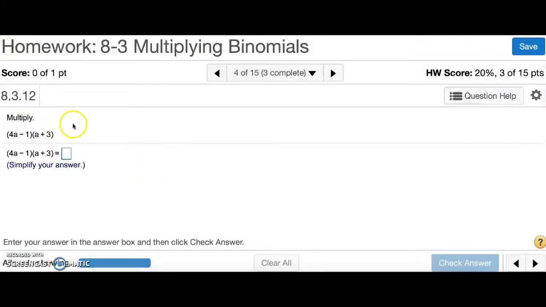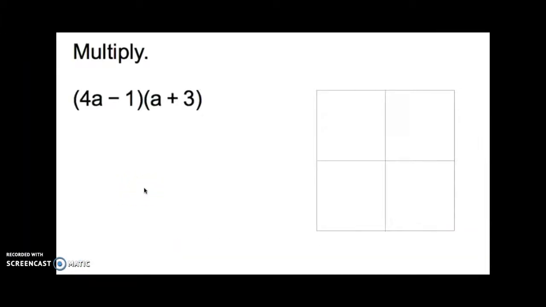4, it says to multiply them. So let's take a closer look. So let's try another box method on this one. So what I'm going to do first is write 4a minus 1 on top. Always include the sign, because if you make this a positive 1 instead of a negative 1, it will completely change my answer. Now put a and 3 on the side.